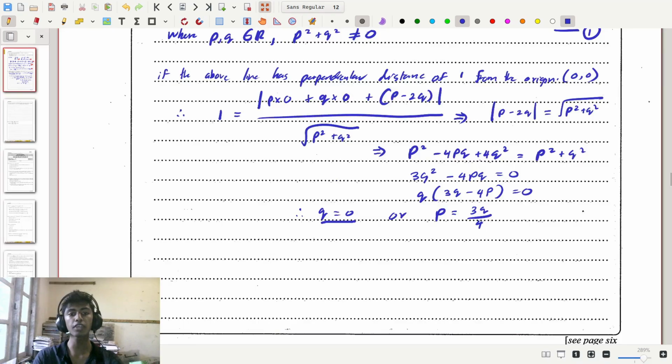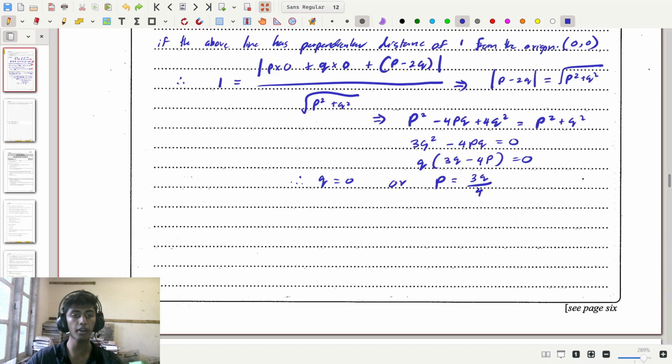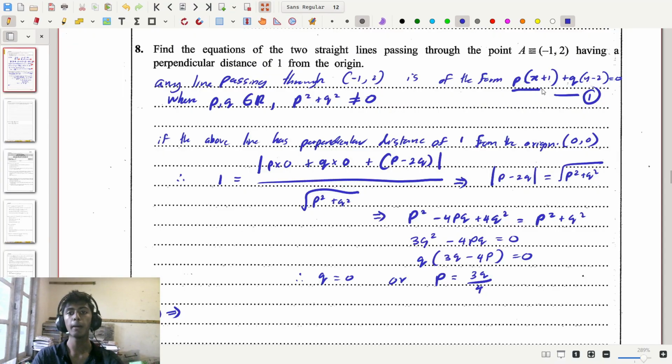Now considering the first case, if we substitute q equals 0 into equation number 1, we're going to get p times (x plus 1) plus 0 equals 0.